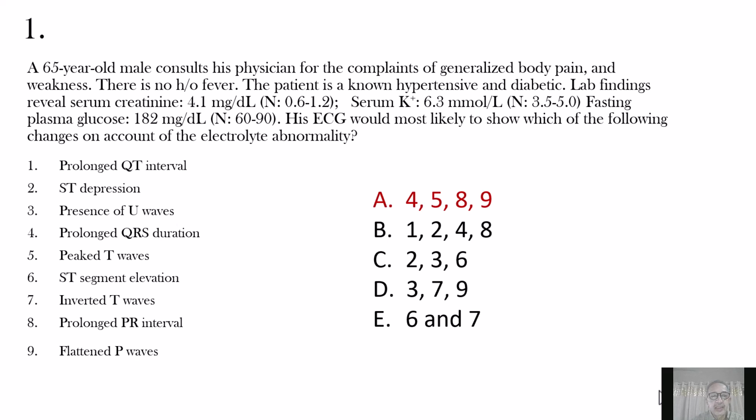These are the classical findings in hyperkalemia. Presence of peaked T waves, as if they are pulled up. Prolonged QRS duration. Peaked T waves appear very fast. Then you have the prolonged QRS, prolonged PR, and the flattened P waves. They are all due to a problem with the excitability and the repolarization processes.